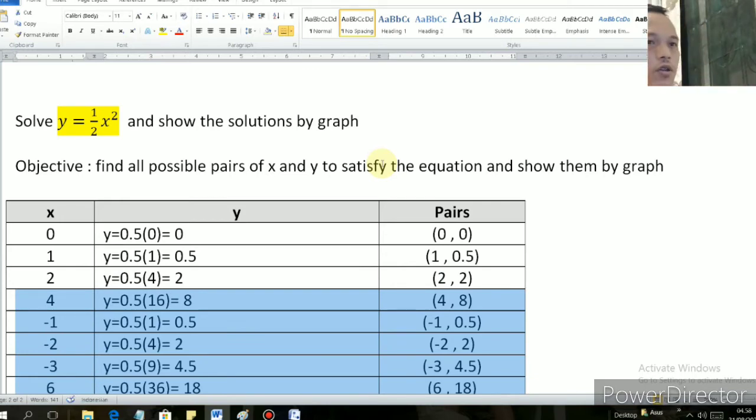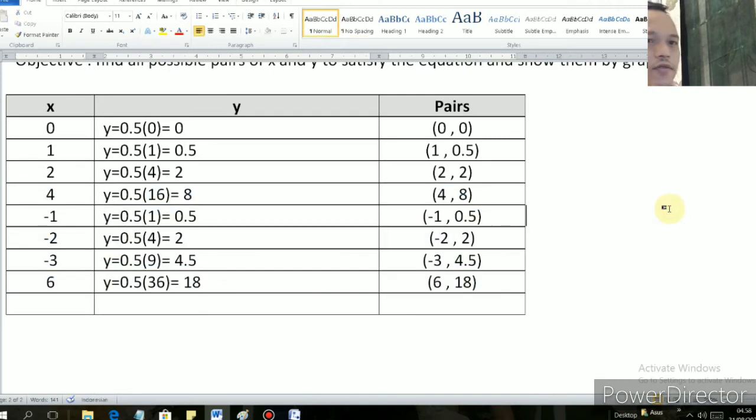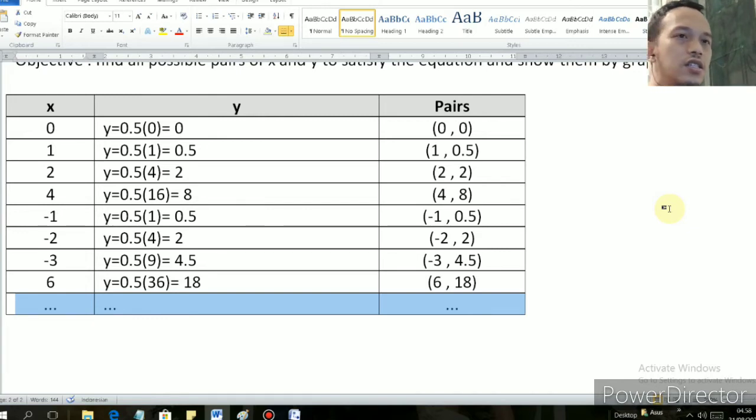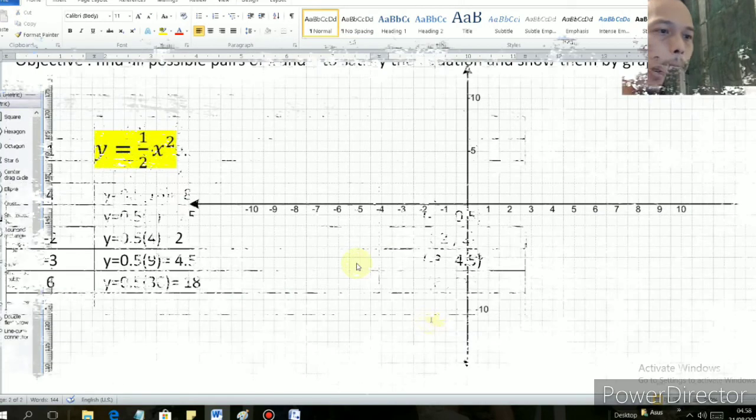Okay, so after we find as many as possible, of course, the objective is you need to know first the pattern. Will it consistently show a specific pattern? Then you can conclude what the pattern is. Is it curving? Is it a straight line or anything? Okay, let's go to the graph.